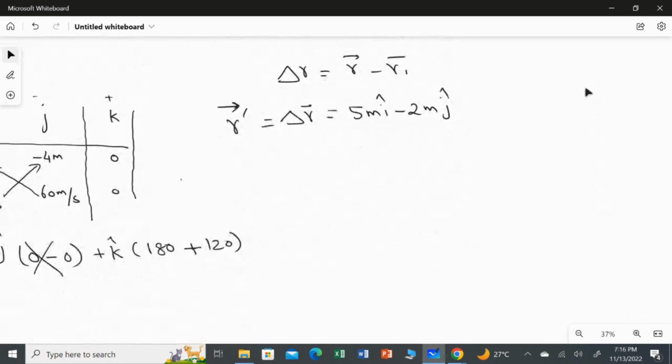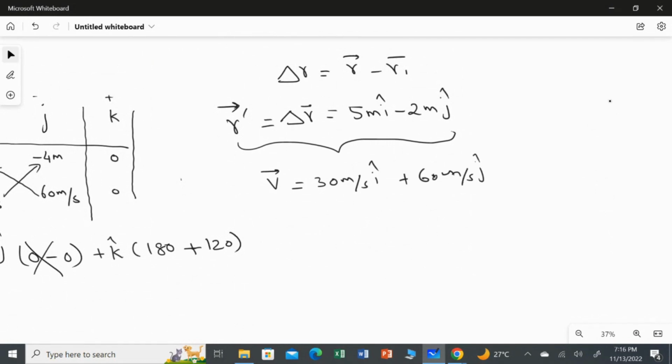Now for this, we have to identify again the angular momentum. So what is our angular momentum? This is our position vector, right? After we find the delta r, this is our position vector, and for the same, we have to find the velocity: 30 meter per second i cap, 60 meter per second j cap, right? So now for this, again we have to play with the ijk method. So we know the rule, L vector is equal to mass multiplied by r cross v. Clear? So first of all, I'm going to deal with r cross v.